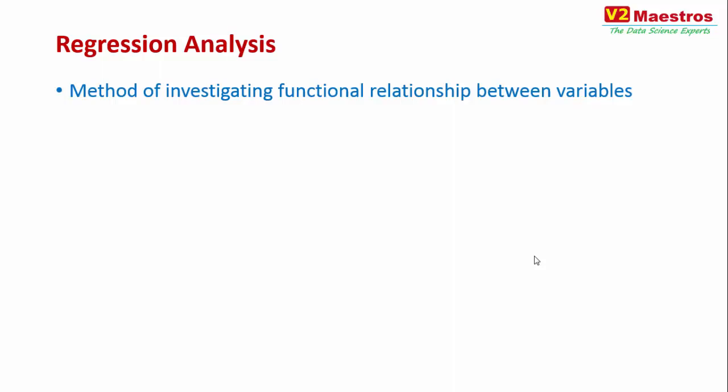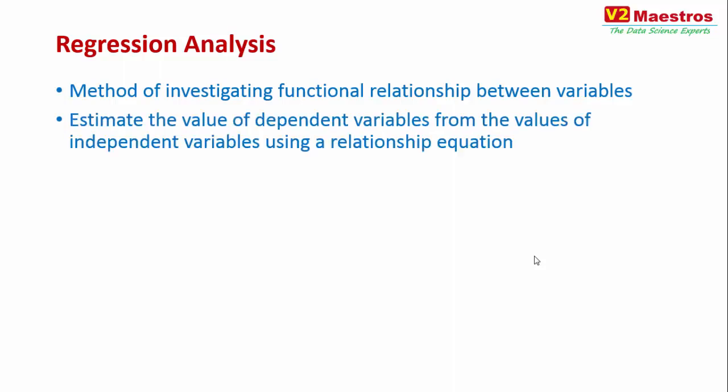The equation where the outcome is considered the y and all the predictors are considered the x, and then you are trying to predict the y with the x using that equation. So it tries to estimate the value of dependent variables from independent variables using a relationship equation. The relationship equation is the model in linear regression.